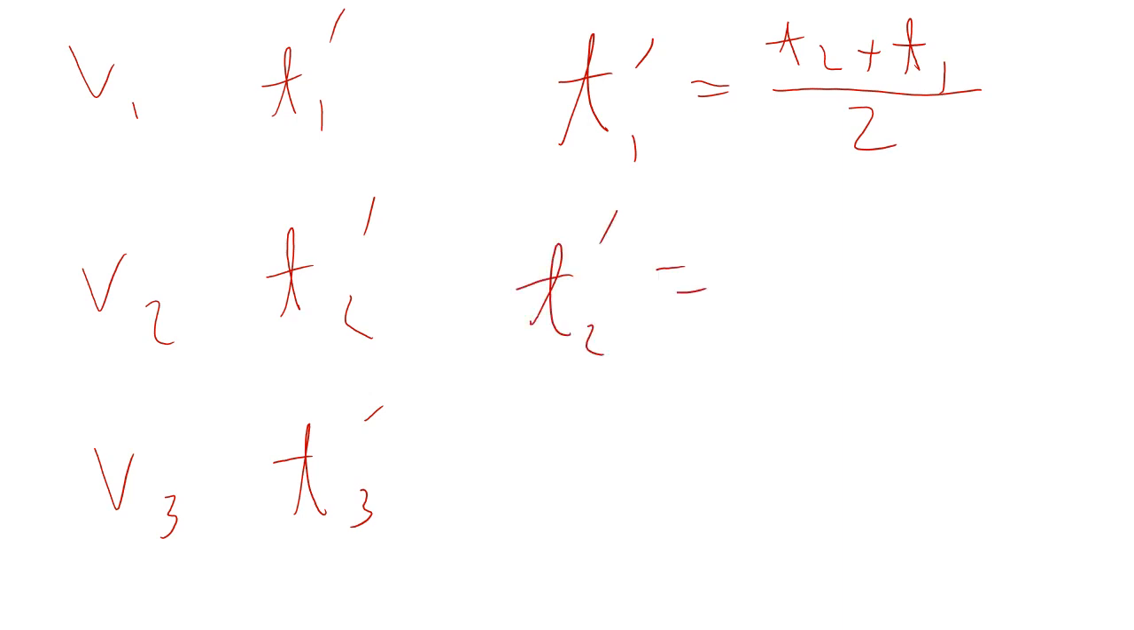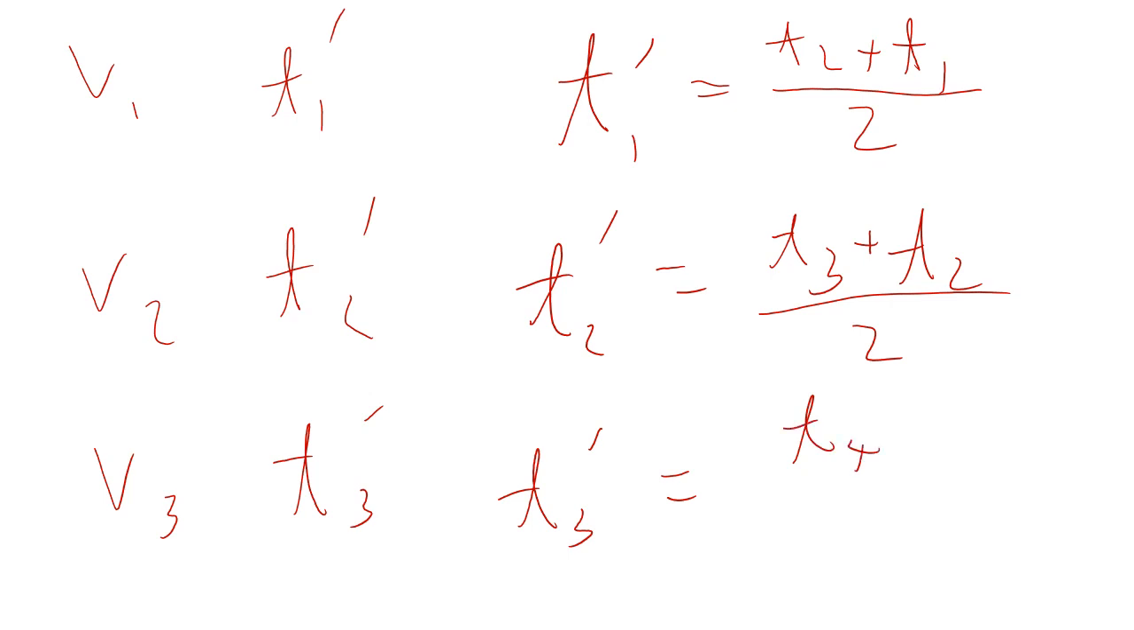T2 prime is going to be midway between T2 and T3, so that's going to be equal to T3 plus T2 divided by 2. Now again, if we have constant acceleration, which is what we're assuming here, because gravity is constant acceleration, that's what's making it fall, then the midway time is going to be the average of those times.